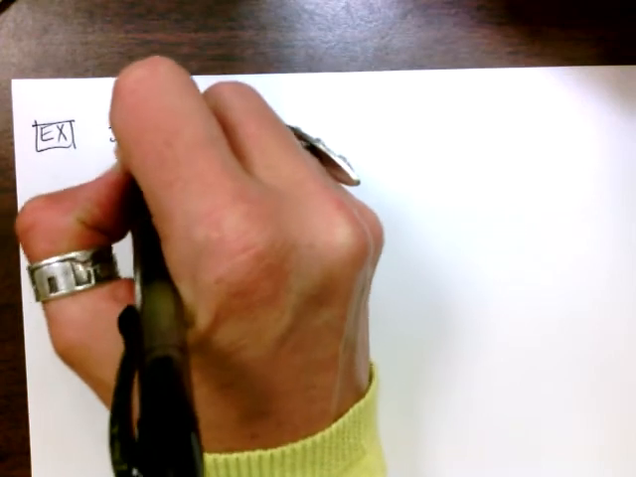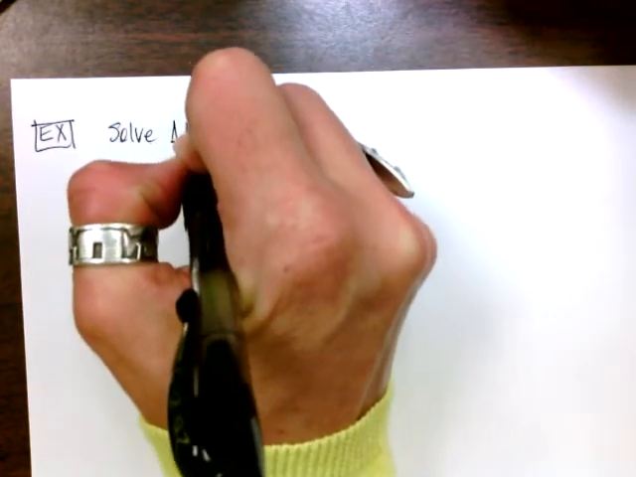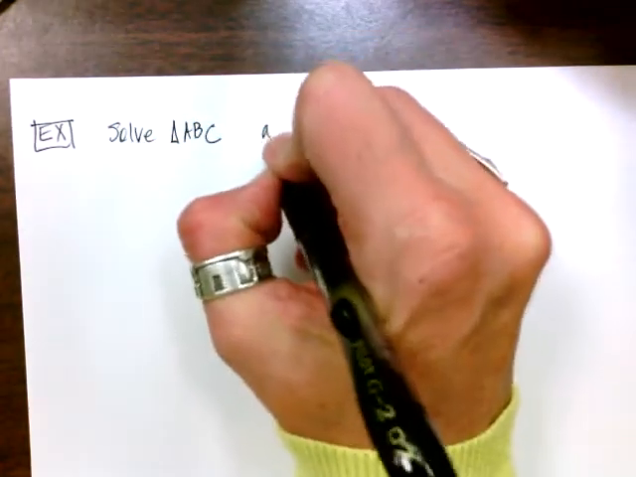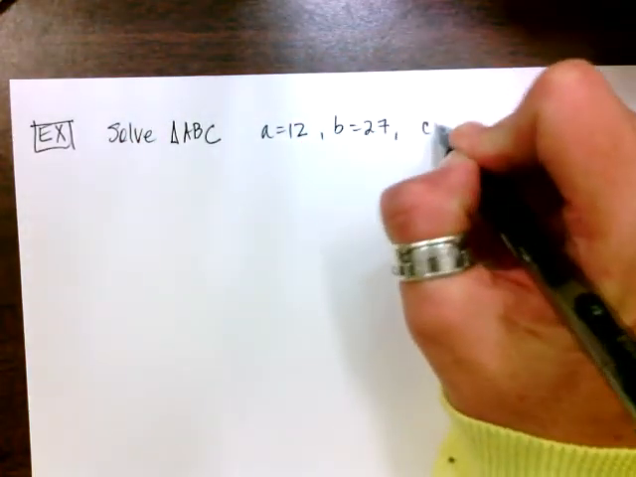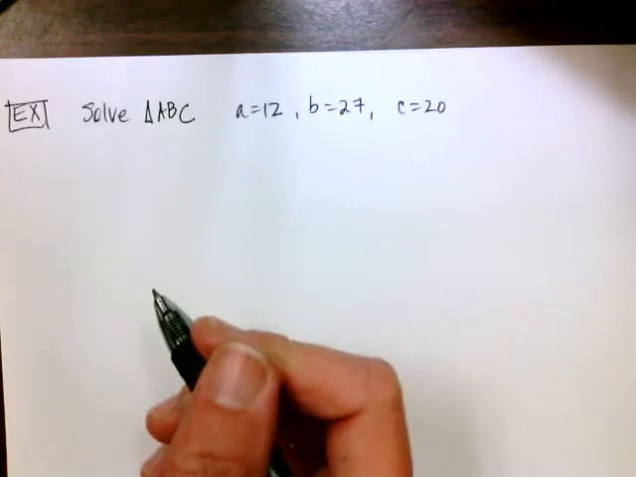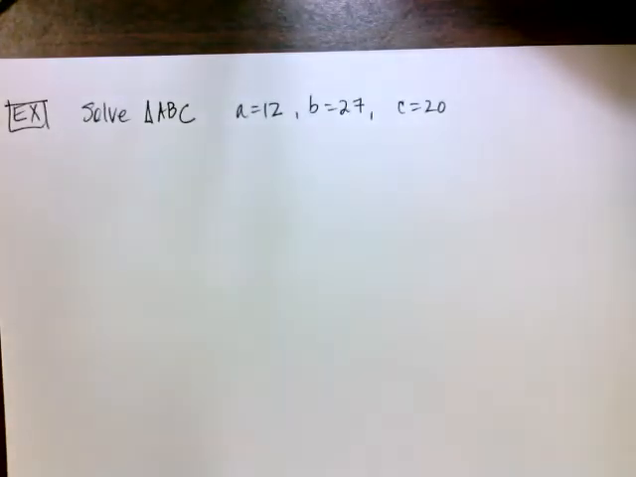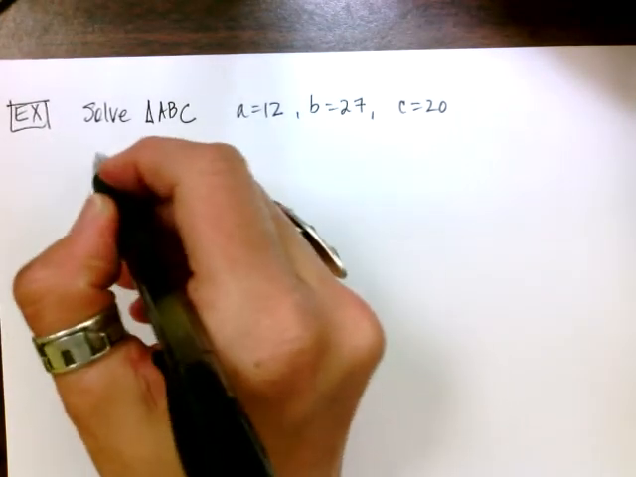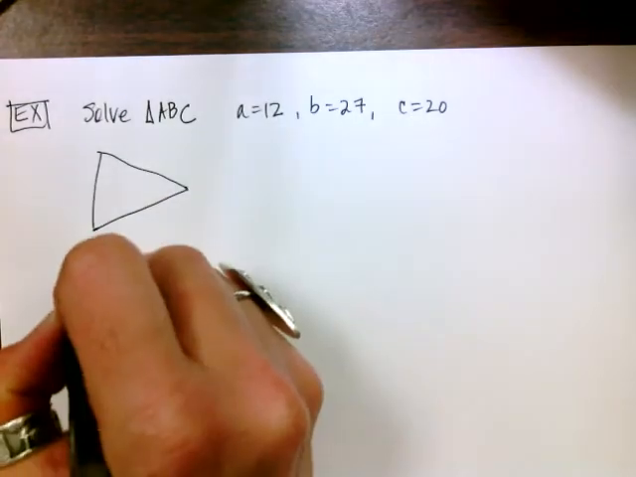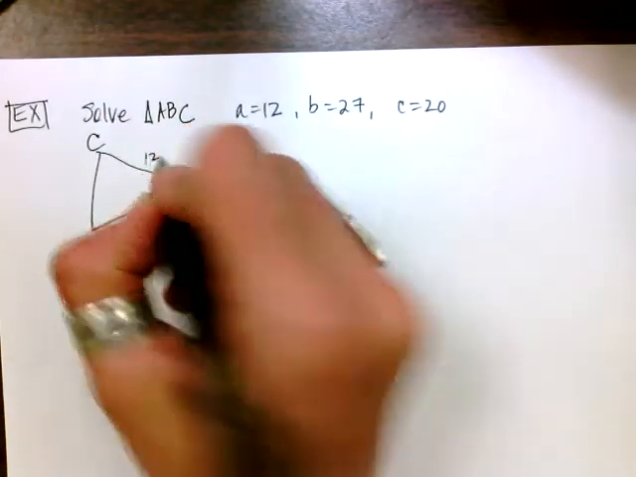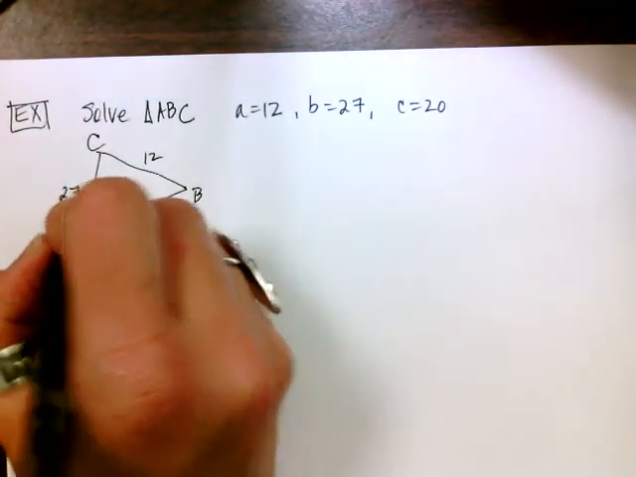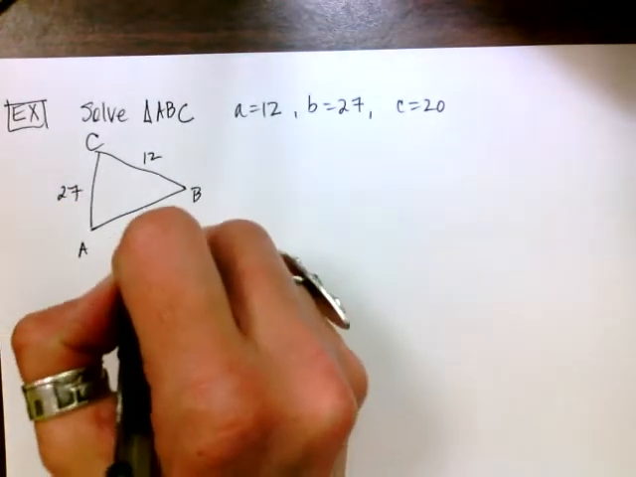So the next problem says solve triangle ABC, and we're going to know that A is 12, B is 27, and C is equal to 20. So in the beginning, I said that we were going to use either side angle side or side side side. So this is the case for side side side. Again, I'm just going to draw a diagram. It doesn't have to be pretty. There's my A, B, and C. Little a is 12, little b is 27, and little c is 20.